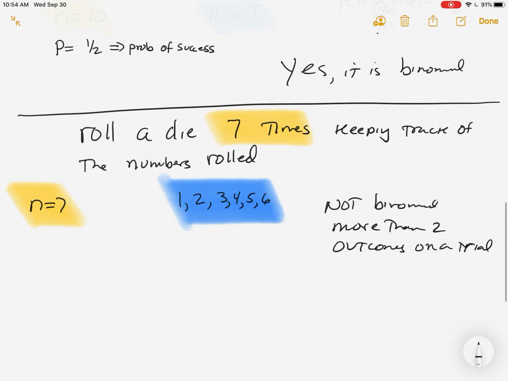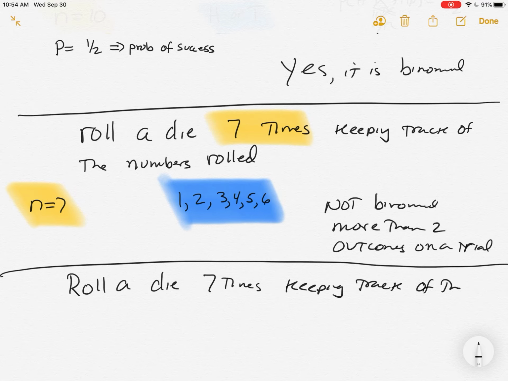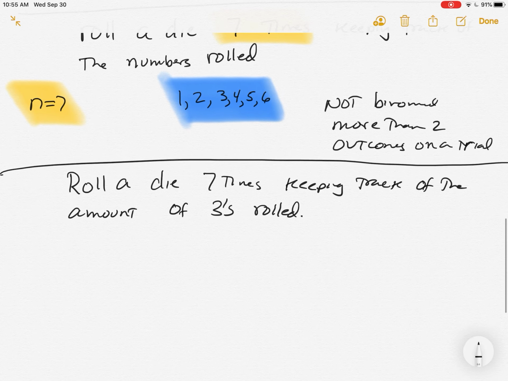Hopefully that makes sense to you. There's 6 things that could come out, and I needed only 2. So I don't want you to leave this thinking, oh, well, rolling a die is not binomial. It's all a matter of what you're focused on. How about this? Roll a die 7 times, keeping track of the amount of 3s rolled. If you go in with a focus, then we should be good.